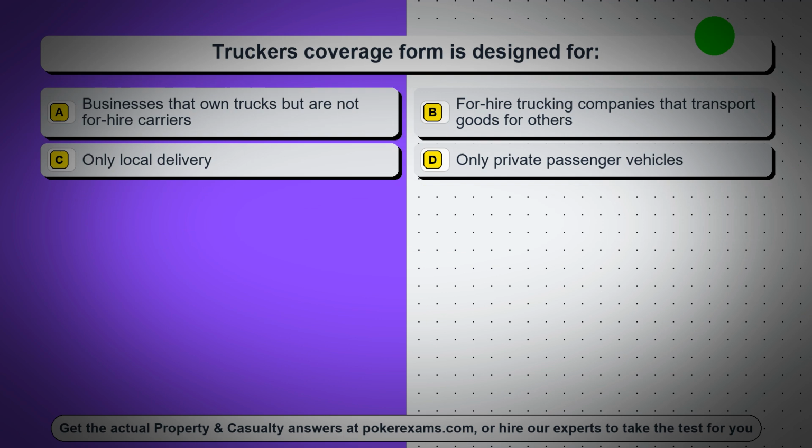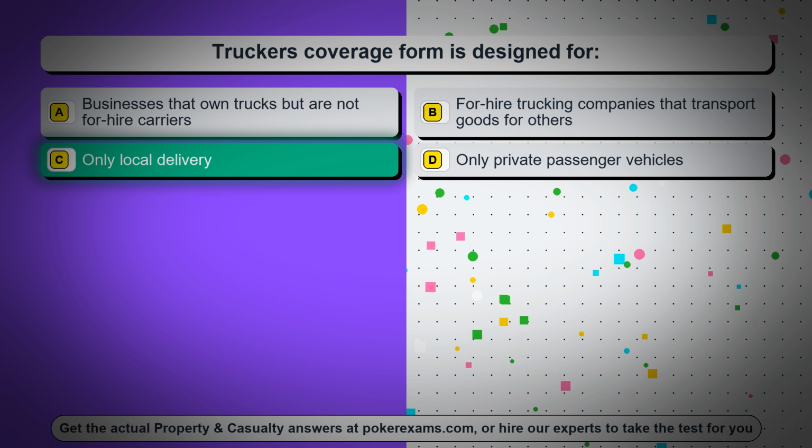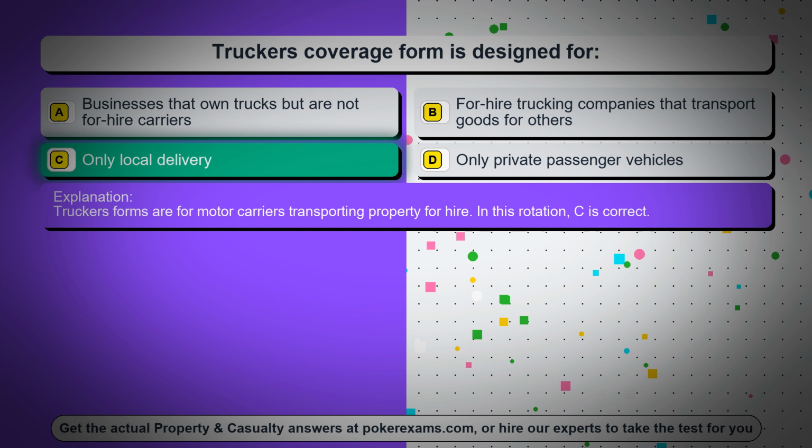Question 79. Truckers coverage form is designed for: Option A, businesses that own trucks but are not for hire carriers. Option B, for hire trucking companies that transport goods for others. Option C, only local delivery. Option D, only private passenger vehicles. The correct answer is option C, only local delivery. Truckers' forms are for motor carriers transporting property for hire. In this rotation, C is correct.